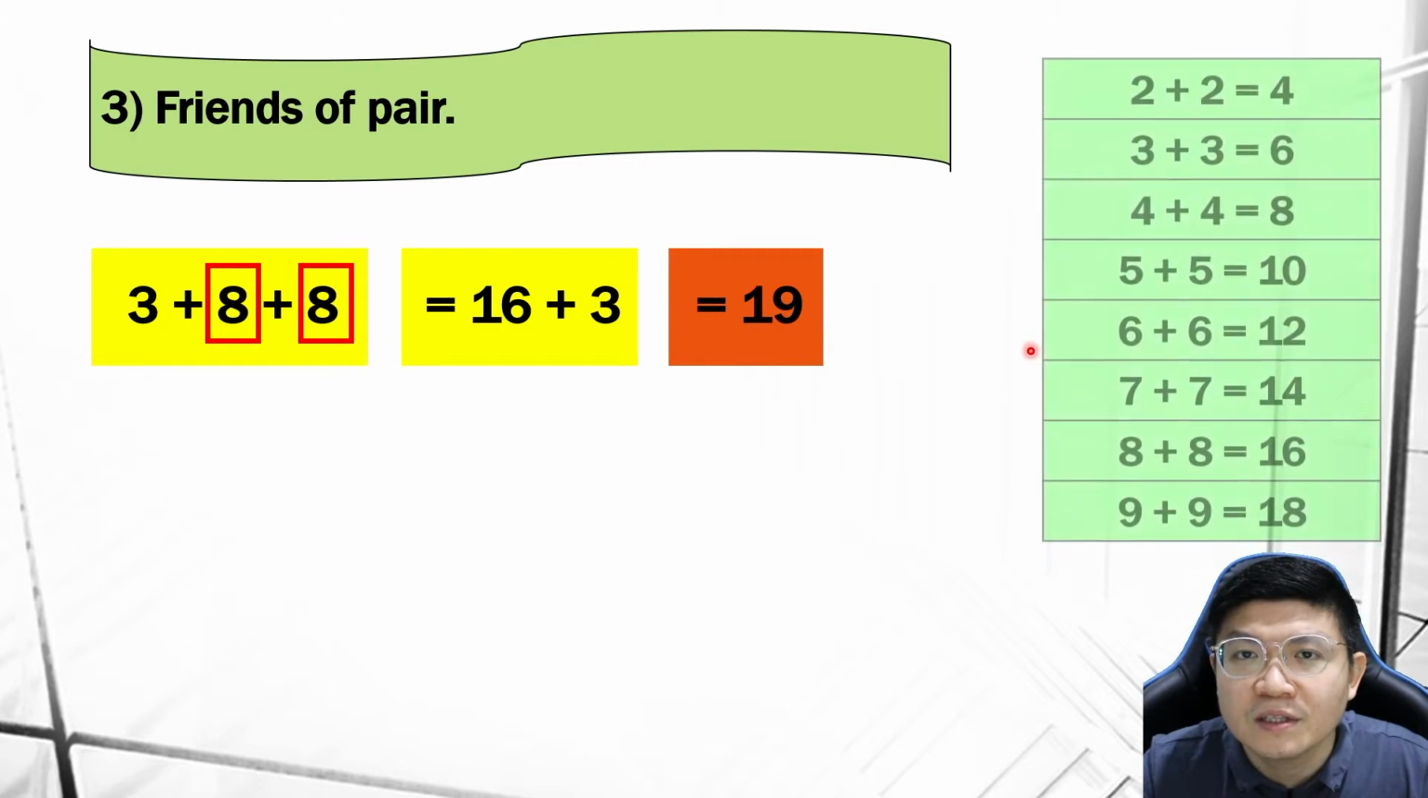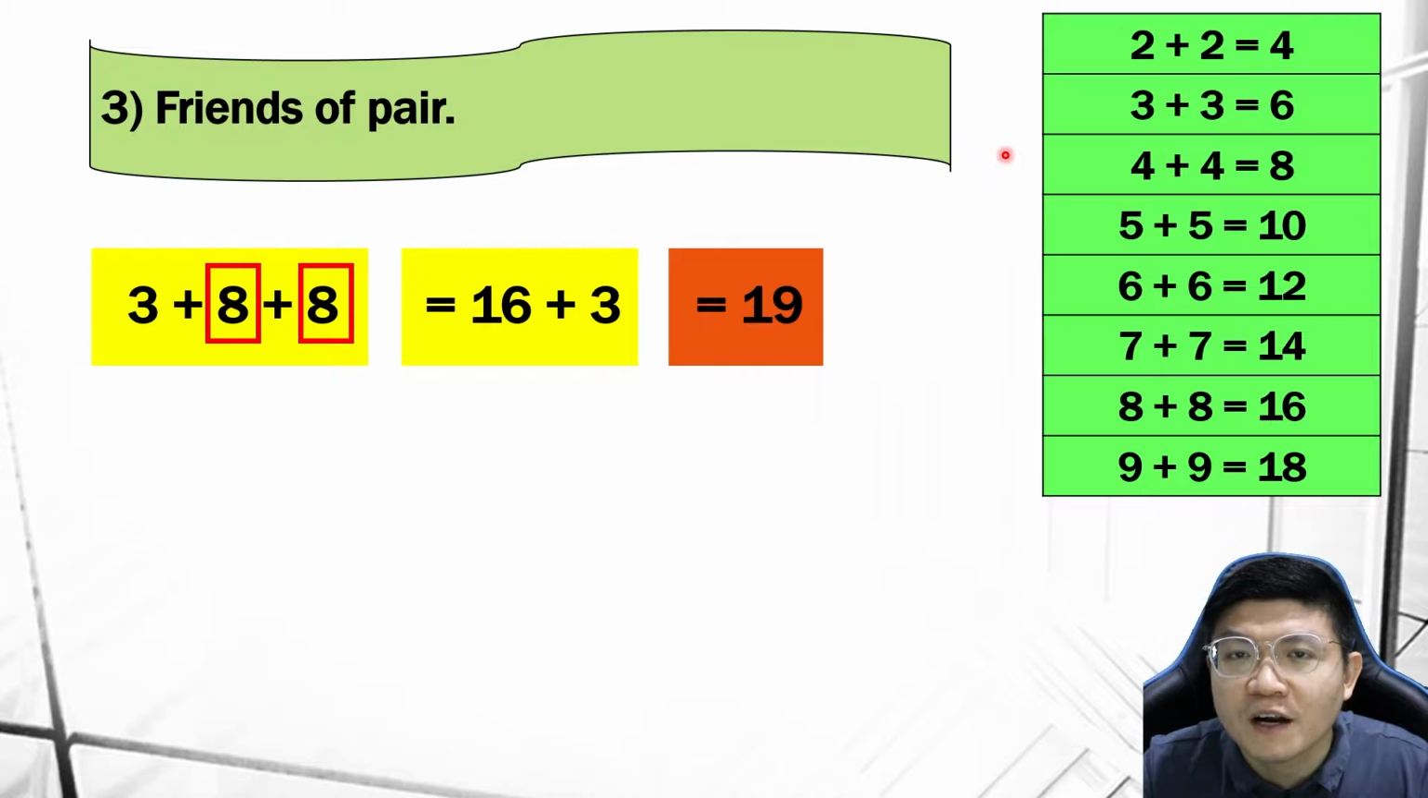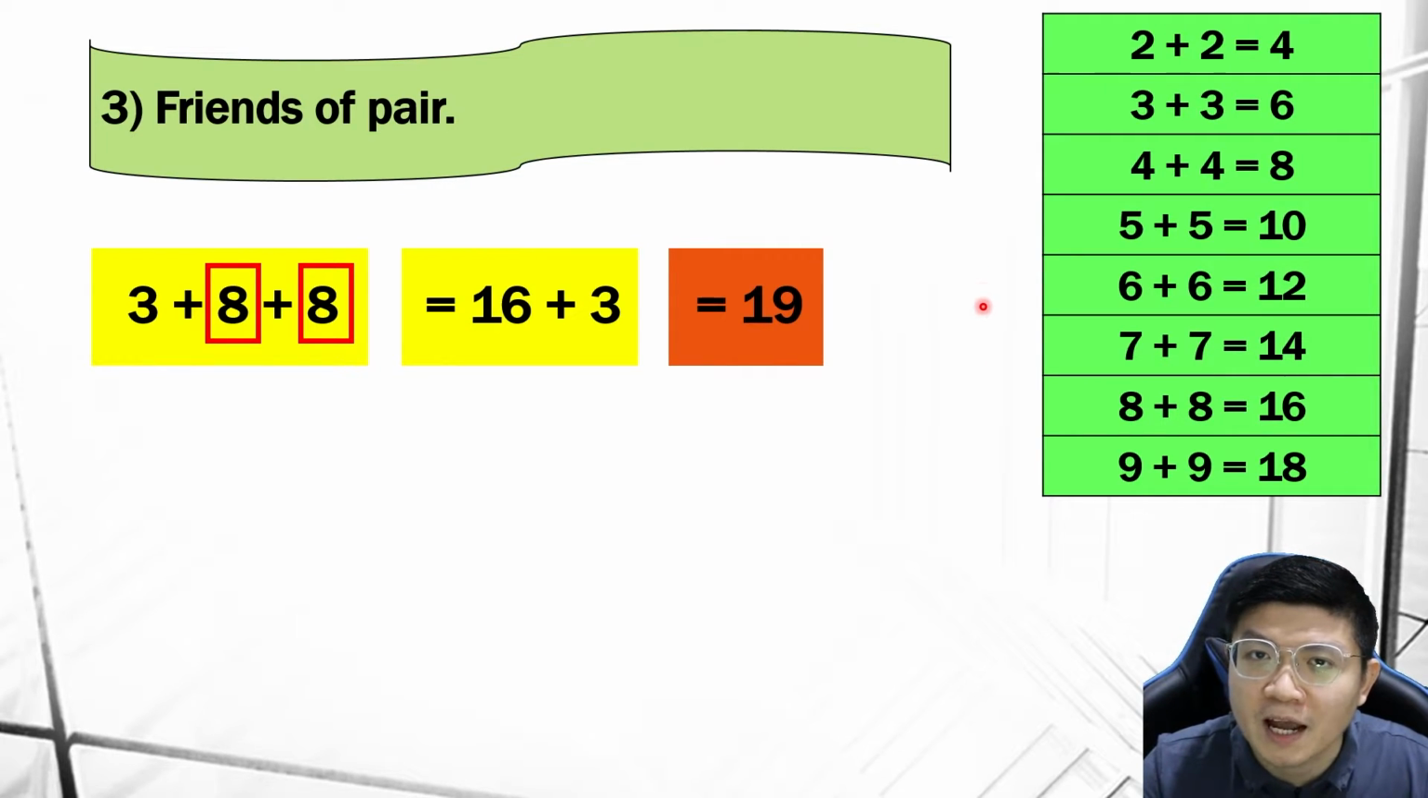Okay, so this is the table of friends of pairs. For example, 2 plus 2 equals 4, 3 plus 3 equals 6, and so on. So actually here is the times table of 2, if you remember that. For example, the first one, 2 times 2, 4, 2 times 3, 6, 4 times 2, 8, 5 times 2, 10, and so on. So by using the friends of pairs, it might save you some time when doing the addition.